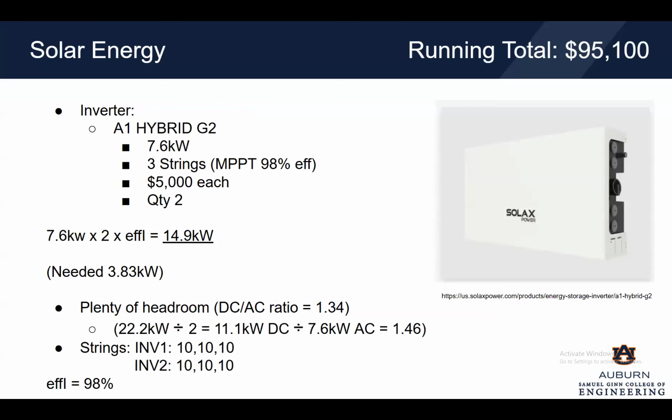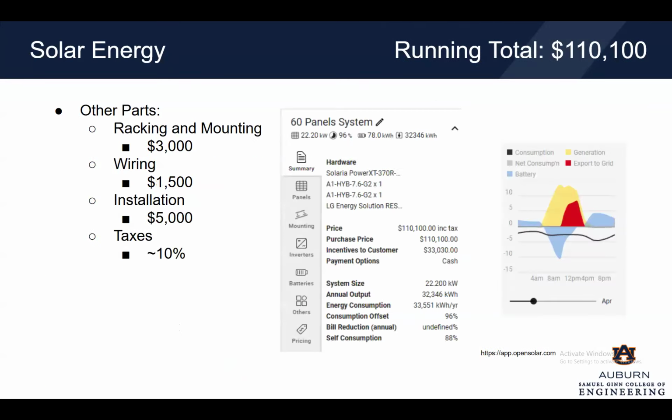For our inverters, we're going to use 2 of these hybrid inverters at 7.6 kilowatts, with 3 strings of MPPT technology, which gives us a 14.9 kilowatt system. That's plenty of headroom, and our DC to AC ratio is 1.34. We're going to connect our strings up 10, 10, 10, 10, 10, 10. Pretty straightforward, and the total cost for these 2 inverters is going to be about $10,000.